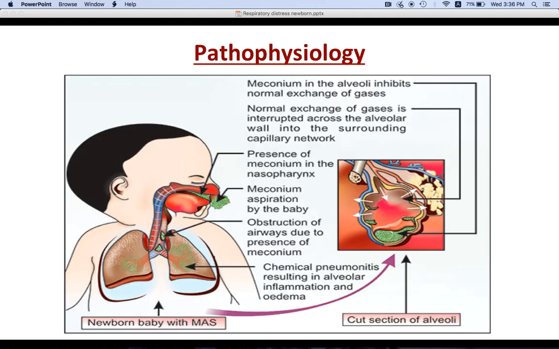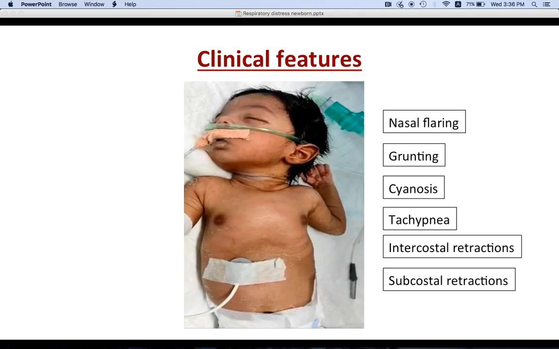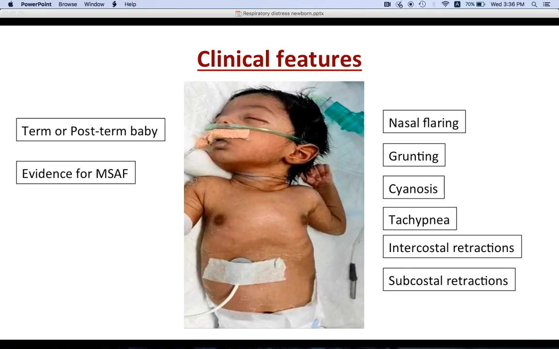So what happens? The meconium gets deposited in the airways and alveoli. In airways, it can cause obstruction, while in alveoli, it can cause chemical pneumonitis leading to alveolar inflammation and edema. Clinical features: apart from the classical features which we noted in the case of RDS, such as nasal flaring and grunting, there will be some additional features. So what additional features will you get in a typical case of meconium aspiration syndrome? It will be a term or post-term baby, and there will be evidence of meconium stained amniotic fluid.